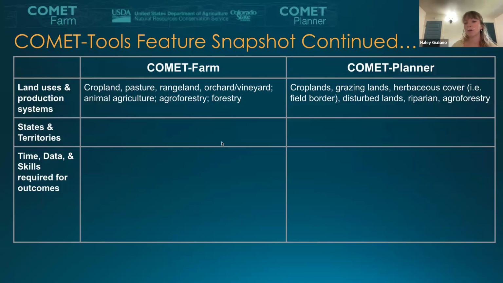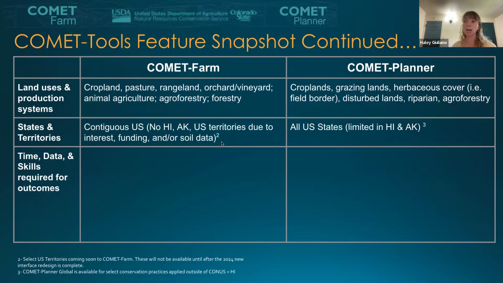Where are these tools available? So with COMET Farm, we are looking at the lower 48 United States. Currently, there is not a Hawaii, Alaska, or US territories. This would be due to a combination of either interest, funding, or the availability of soil data. However, I can say that coming soon, there are hopes to add some US territories after the new US interface for COMET Farm is released.